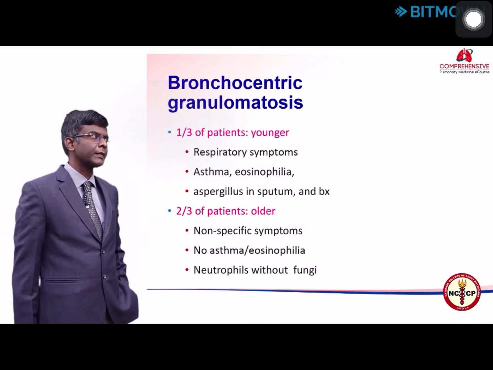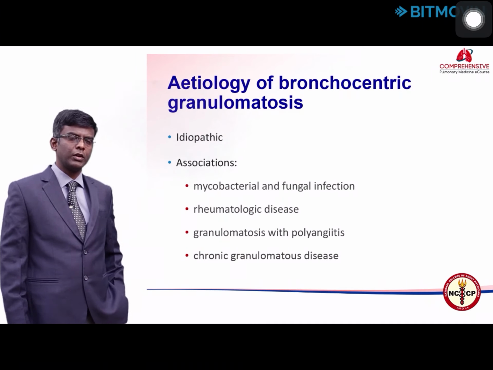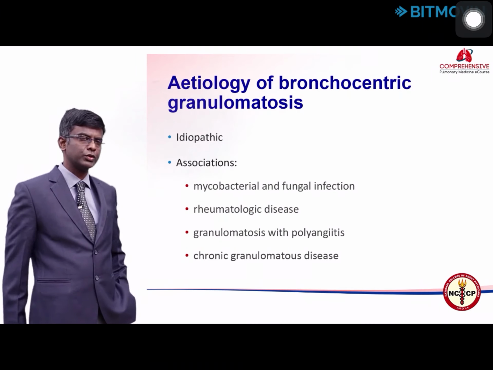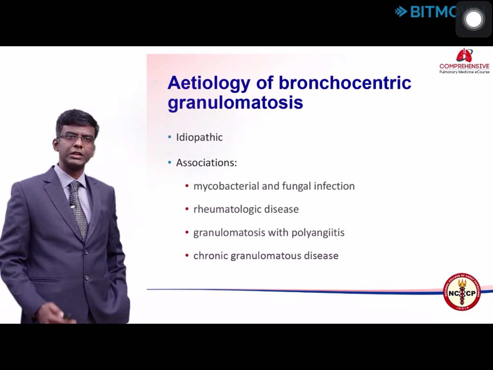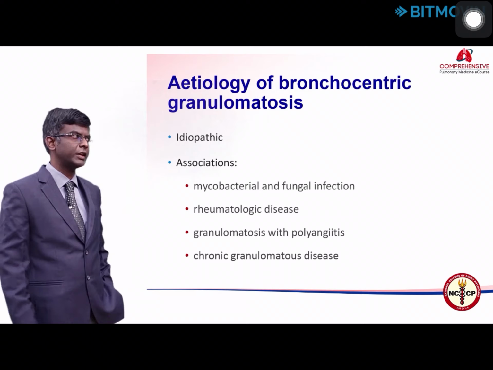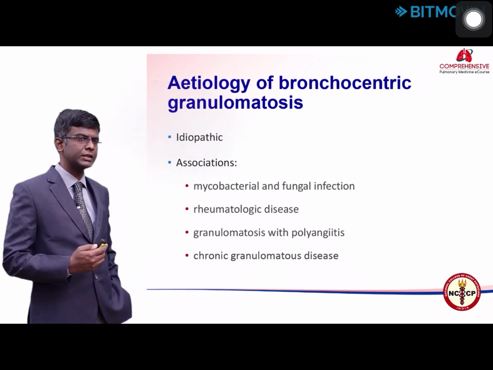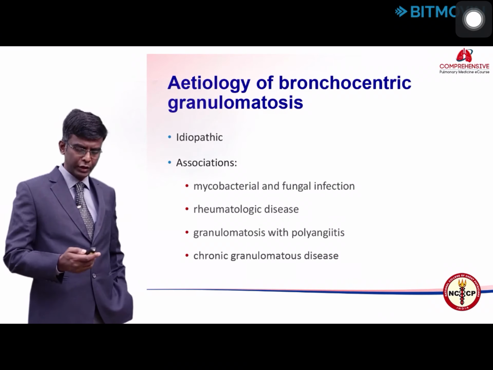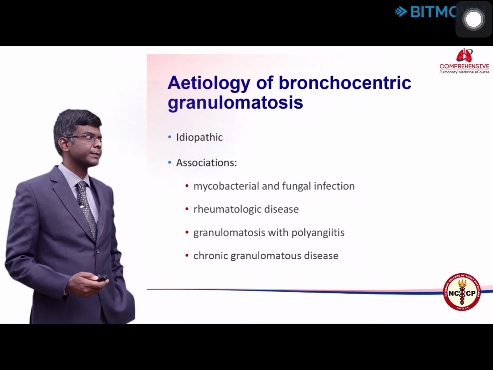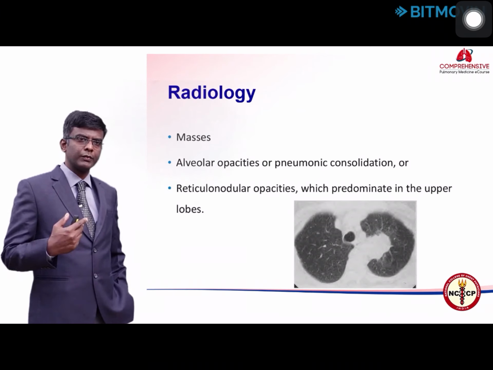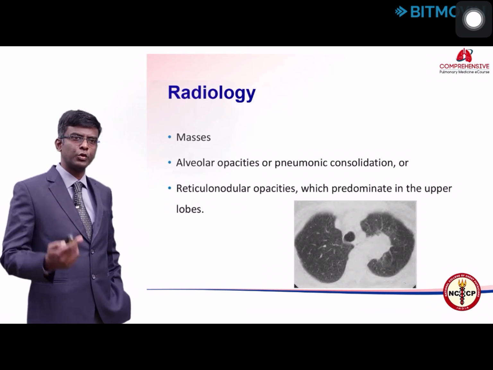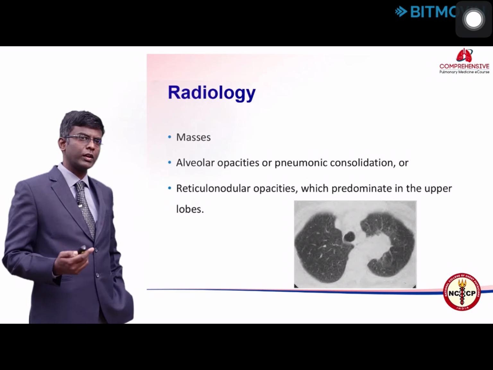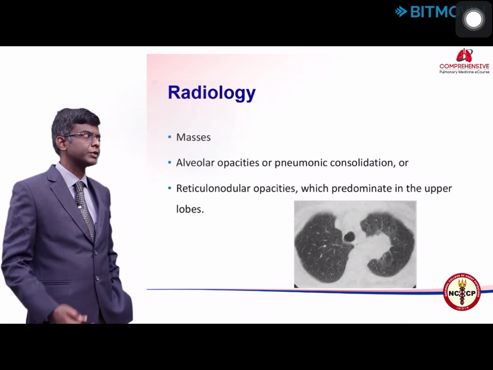The etiology of bronchocentric granulomatosis is not clear in the majority of cases. There has been association with mycobacterial and fungal infections, rheumatological disease, EGPA, and chronic granulomatous disease. Radiologically, it can present as masses, alveolar opacities, pneumonic consolidation, and reticuloannular opacities which predominate in the upper lobes.